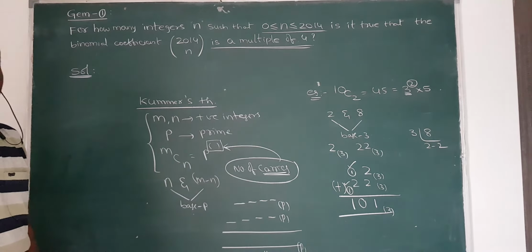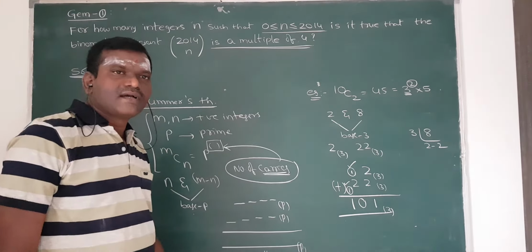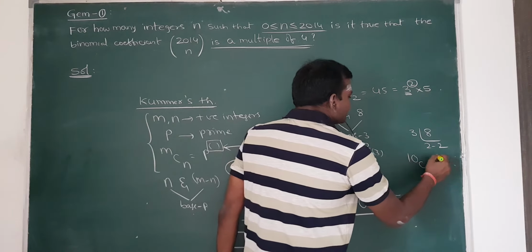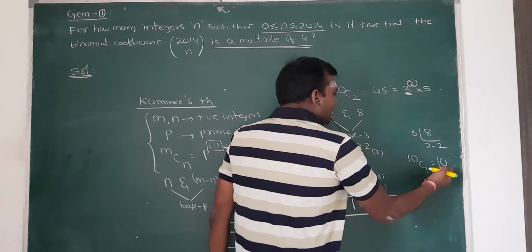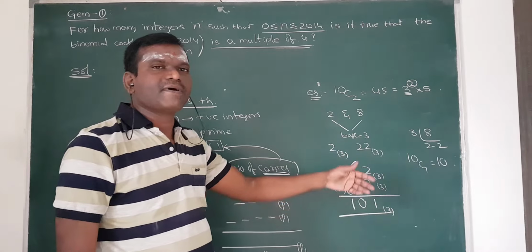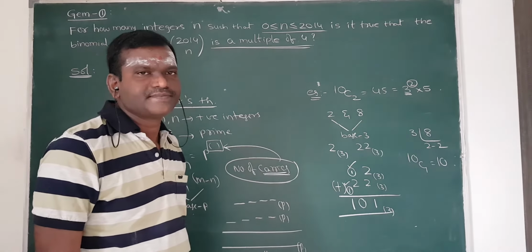3 power 2. That is Kummer's theorem. And again, one more example, I will put 10C1 simply. 10C1 is 10 only. In 10 it has no 3, so it is not a multiple of 3. No 3 power is possible in 10.